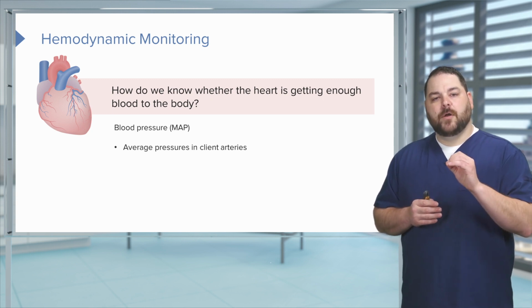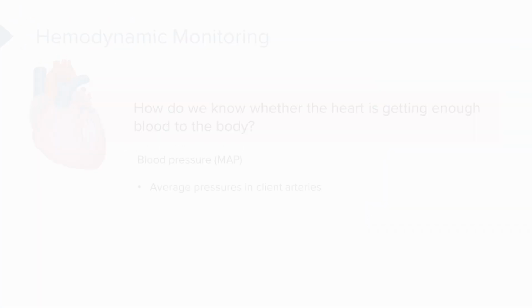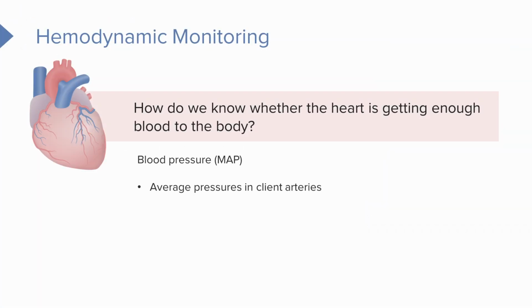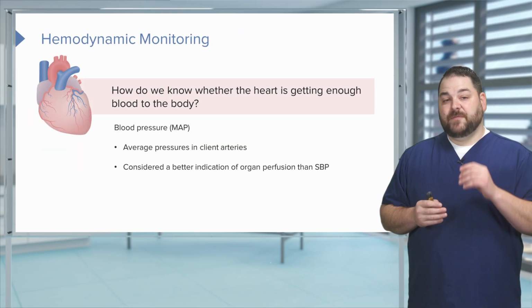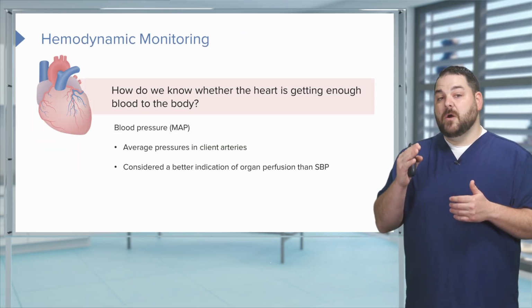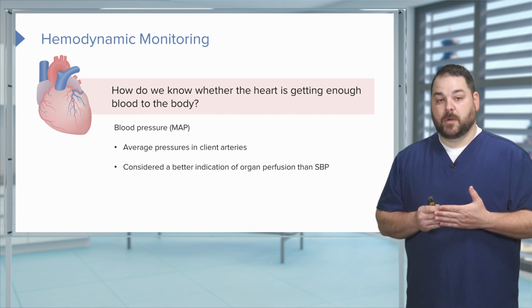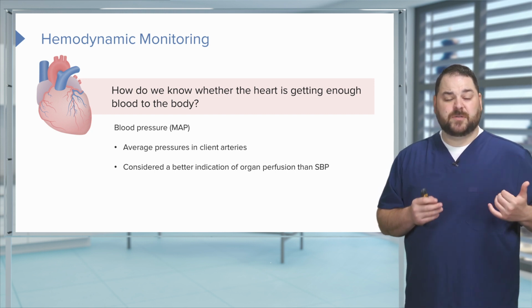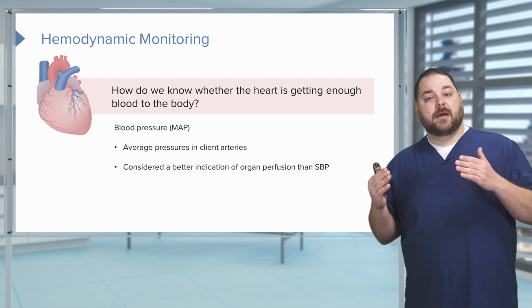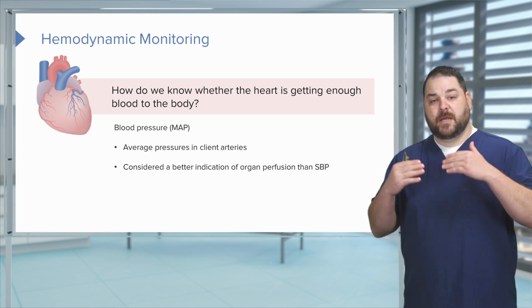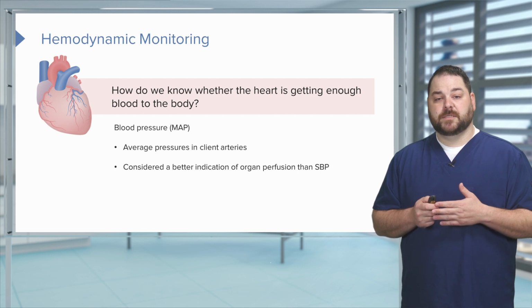Well, we have a value called the mean arterial pressure. This is the average pressure in our client's arteries. We have a systolic and a diastolic on our blood pressure, but the mean arterial pressure is a better indication of organ perfusion. We want that mean arterial pressure between 60 to 65 or greater. If it's 65 or greater, then we know that we're getting enough perfusion to all of our organs. If it's under 60 or under 65, we may not have enough blood pressure and enough blood volume getting to all of the organs.